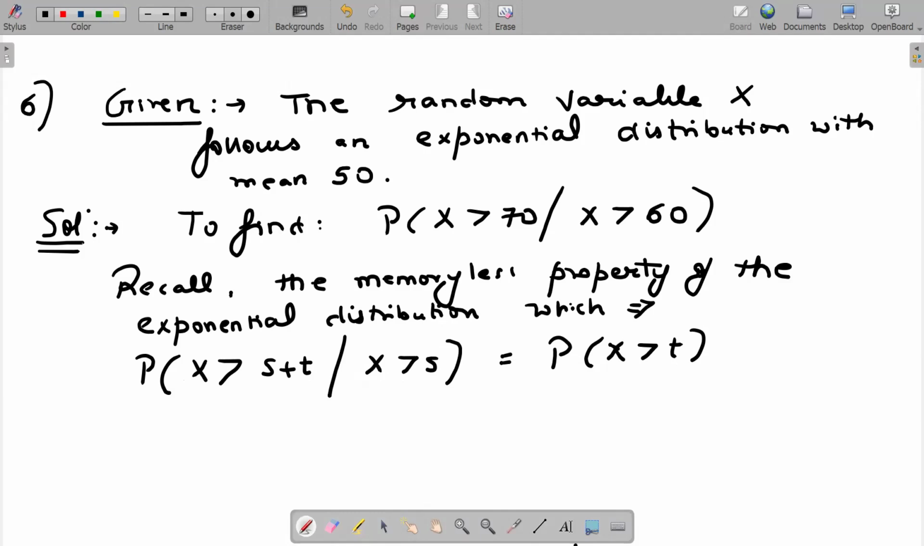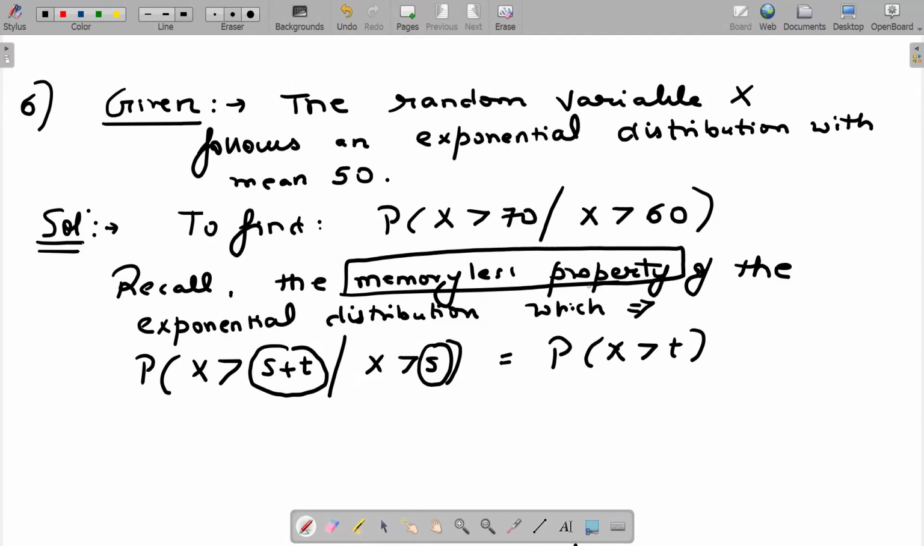When my random variable x follows an exponential distribution, and I need to find the probability of x greater than s plus t when it's greater than s, I simply need to find the probability of x greater than t. I can do this only because of the memory-less property of the exponential distribution. This is very important.